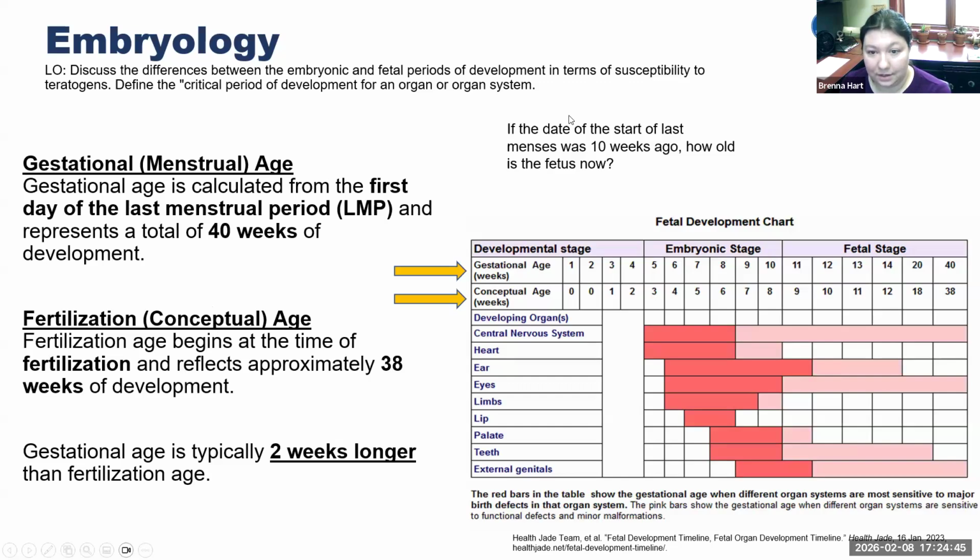So knowing that, if the date of the start of the last menses was 10 weeks ago, how old is the fetus now? Yep, you got it again. So 8 weeks. It's 2 weeks longer. This is 2 weeks longer than this one. So gestational age, conceptual age.